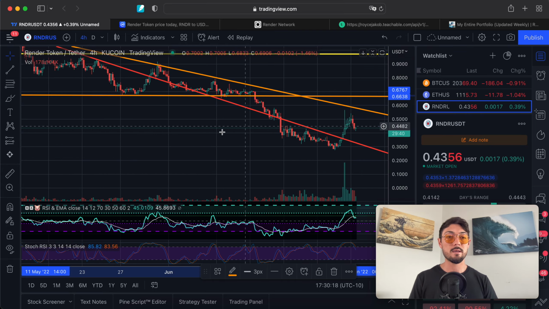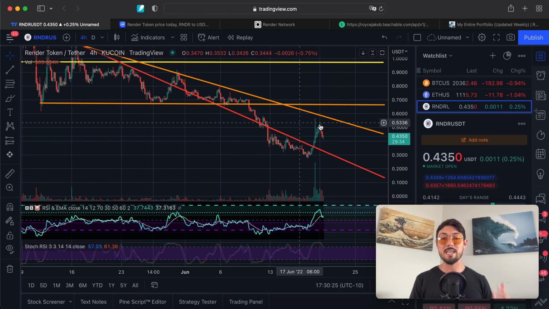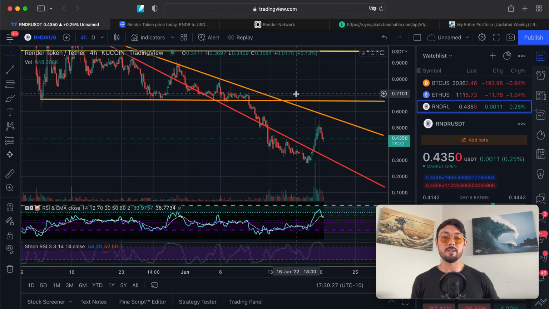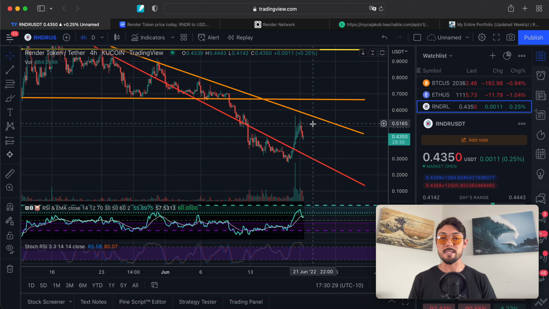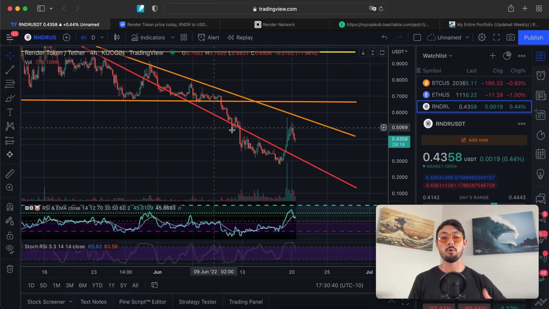So as you can see, when you scroll up here, Render spent very little time in this area, and a lot of time here. This is an actual area of support. And you guys, TA 101, right? Previous floors become new ceilings. I do think Render at the very least can see a second wave up to about 66 cents, 65 to 70 cents. Just get back into this range of these previous lows. Again, previous floors become new ceilings.